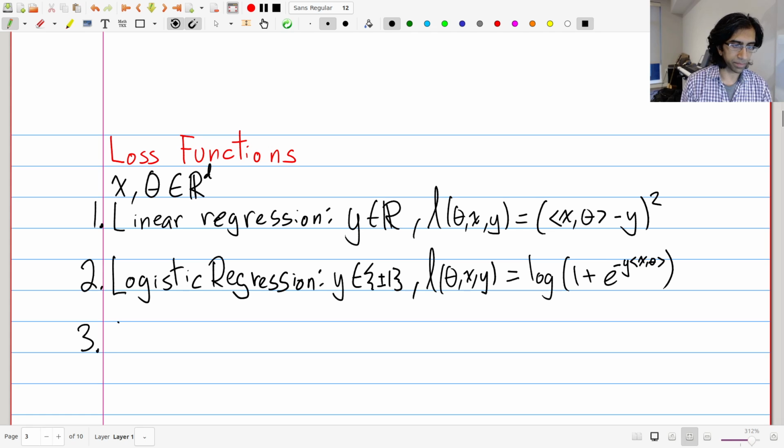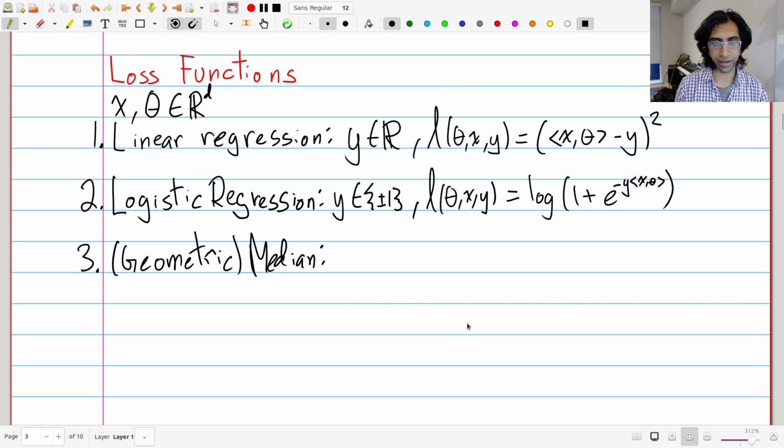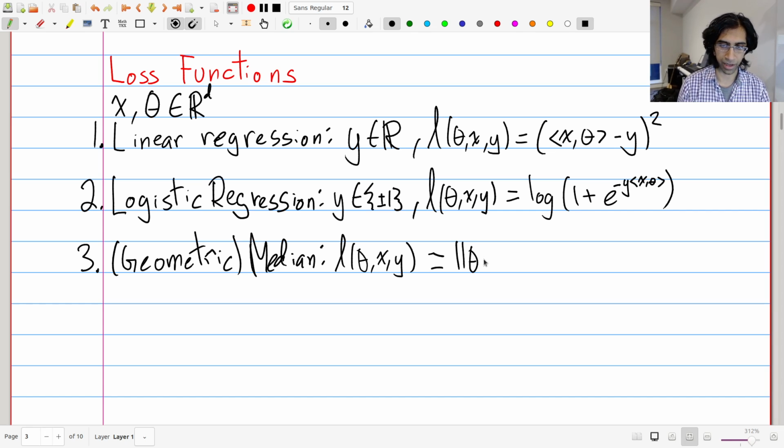The next one is the median, in particular the geometric median. The common one to study. I'll note that this is an unsupervised task, so there isn't really a meaningful y. There's no label for the points. And now the loss function L(theta, x, y), I'll leave y here even though the function doesn't use it, is equal to the distance in L2 norm between the feature vector and the point itself.